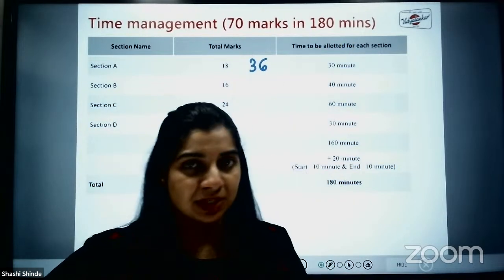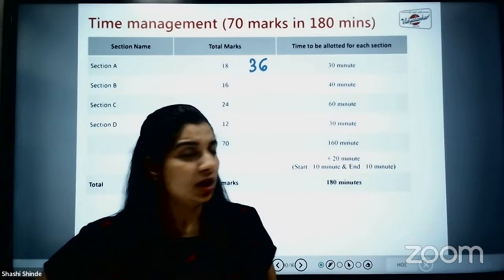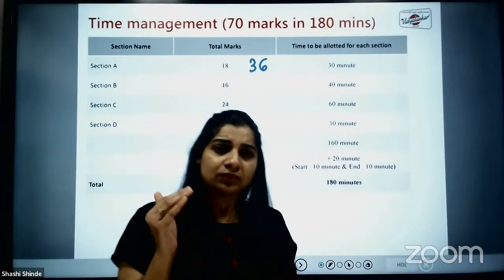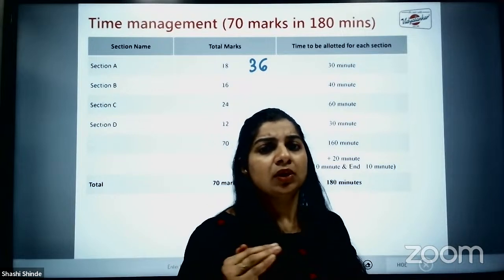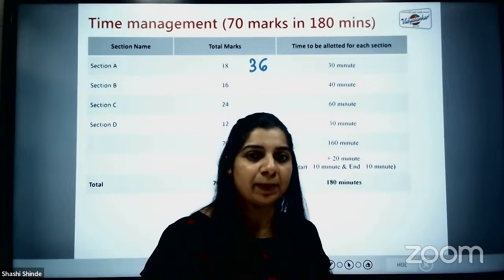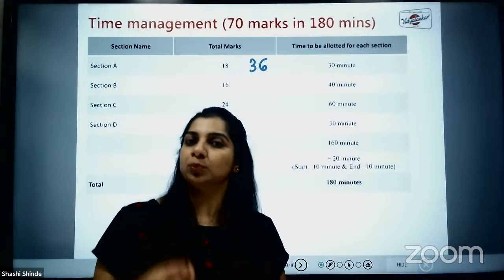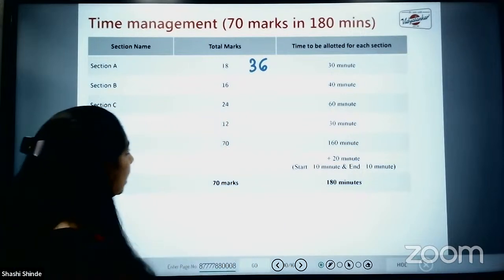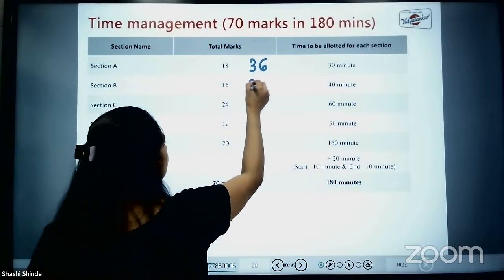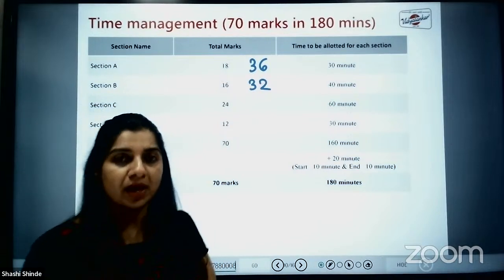As it has MCQs, there are fewer points, fewer things to be written. So it can be covered in 30 minutes. So 10 MCQs you have to solve in 15 minutes, and in 15 minutes you can do the very short type answers, right? If you know the answer, you can write your answer in short, either in 1 word or in 1 sentence. Then we have section B. Section B, 16 twos are 32. There are 8 questions to be written, 2 marks each.